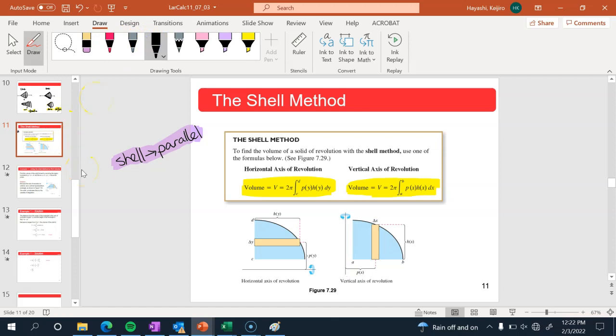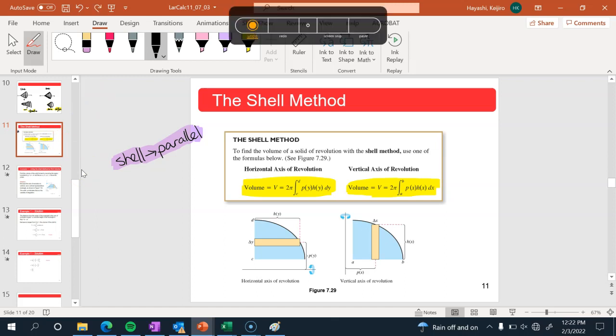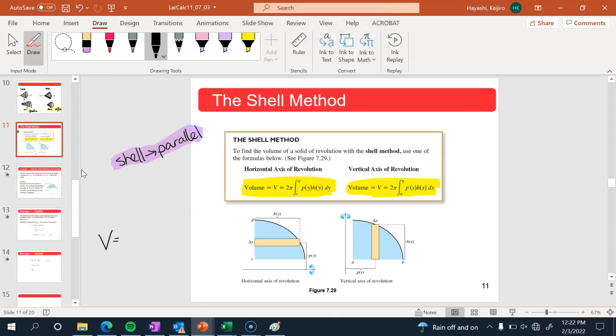So if we take a look at the left example of this horizontal axis of rotation, V equals 2 pi from c to d of p of y times h of y dy. Now, p of y is the radius of the shell. It's sort of how wide the shell is, even if it's sideways. It's the distance from the center to the edge.